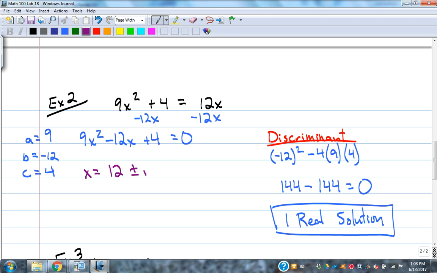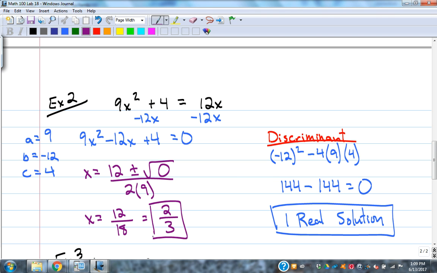x equals 12 plus or minus the square root of the discriminant, which is 0, divided by 2 times a. The square root of 0 is 0, so 12 plus 0 is 12, and 12 minus 0 is 12. 2 times 9 is 18. Now we simplify that. 12 and 18 are both divisible by 6. That'd be 2/3. The one solution is x equals 2/3.